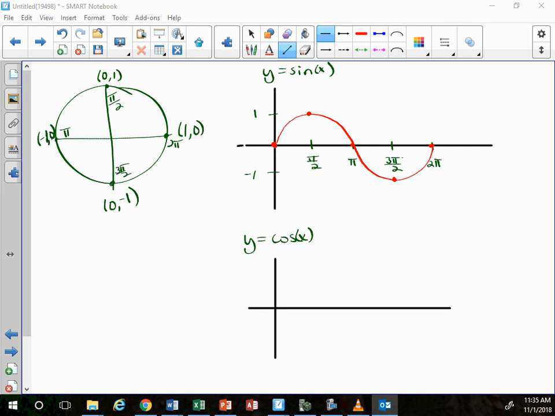You can think about concavity when you're drawing it, like it's concave down and then switches to concave up.